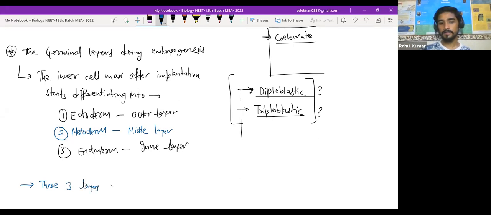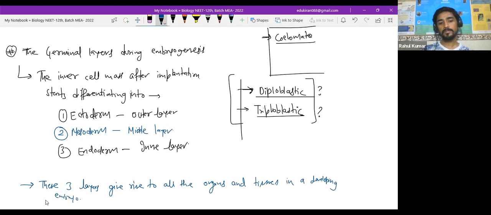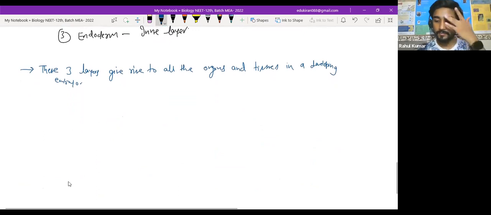Together, these three layers give rise to all the organs and tissues in a developing embryo. And then they ask you questions in entrances, from which layer which organ or system is formed. So I will tell you some basics, but you have to go and find more.